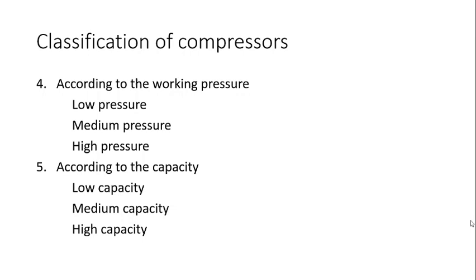Similarly, according to the capacity, if around 0.15 meter cube per second volume of air is delivered, then it is low capacity. Between 0.15 and 5 meter cube per second, it is a medium capacity compressor, and above that we call it a high capacity compressor.